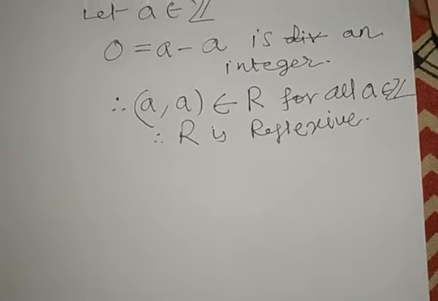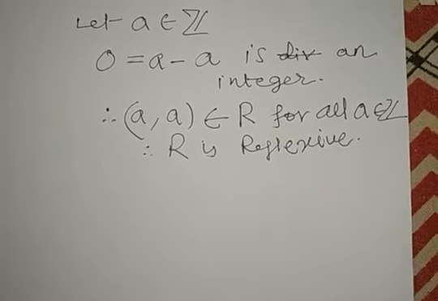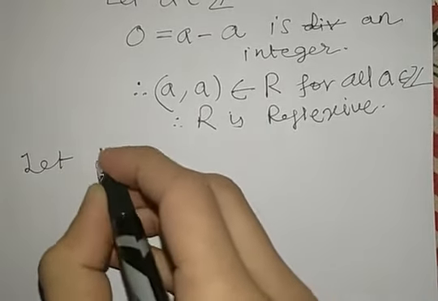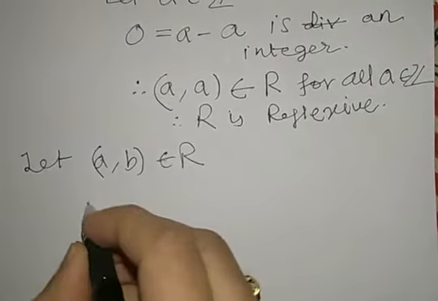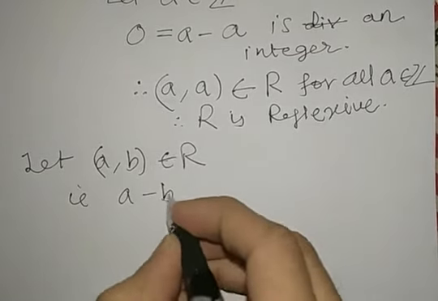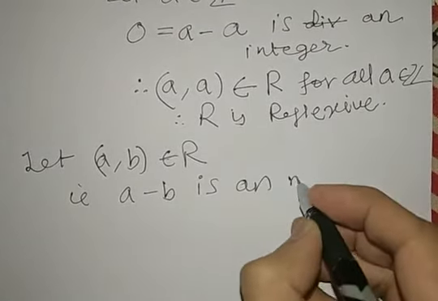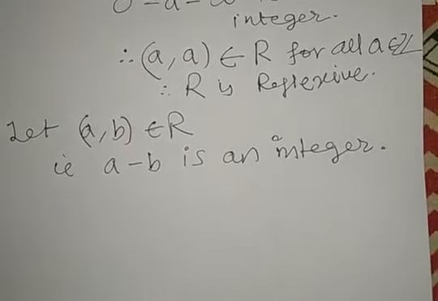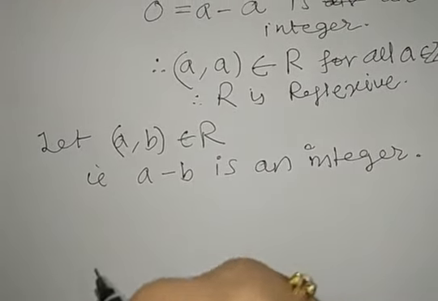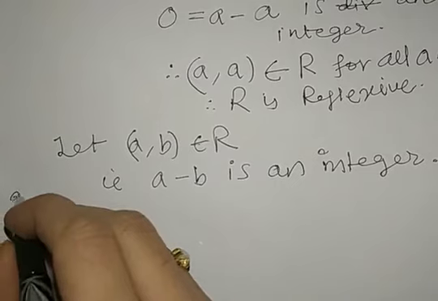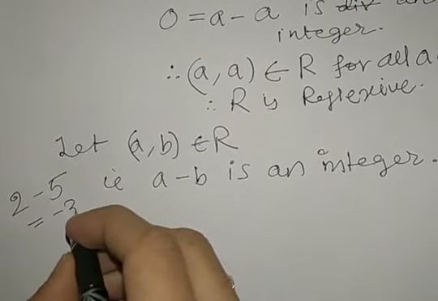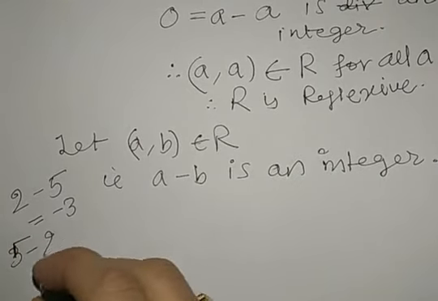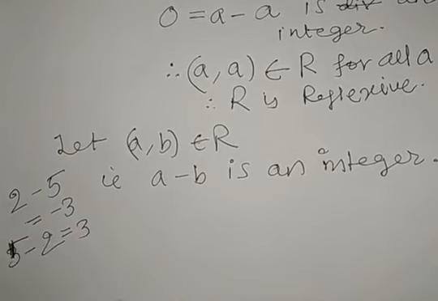Now we have to check whether R is symmetric or not. So let (a, b) belong to R, that is, a minus b is an integer. If a minus b is an integer, then b minus a is also an integer, because if you take 2 minus 5, that is minus 3, which is an integer, and if you take 5 minus 2, that is 3, which is also an integer.